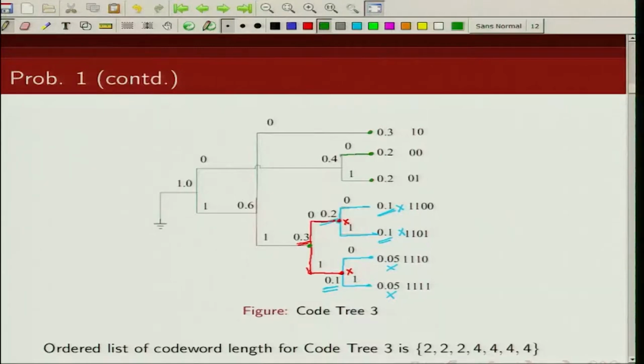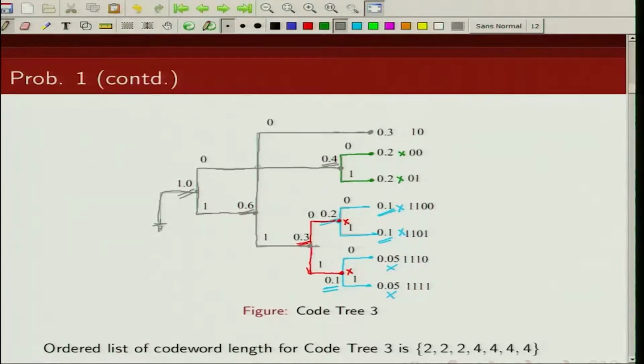So I combine these two which have the least probability, 0.2 and 0.2, and get a new node which has probability 0.4. I deactivate these nodes. So my active nodes here are this one with probability 0.3, this one with probability 0.4, and this one with probability 0.3. So again combine these two nodes. I get a new node with probability 0.6, and I have another node with probability 0.4. I join them and create my root node which has probability 1.